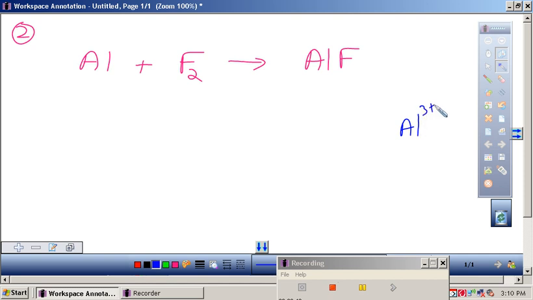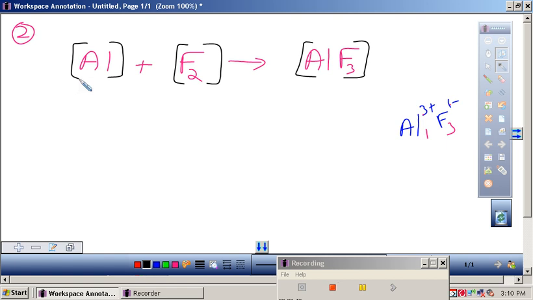aluminum's group 3, fluorine's group 7. If I'm in group 7 to get to 8, I need 1 more. And if I crisscross my charges, my 3 goes down there, my 1 goes down there. So AlF3. Now that I have my proper ratios, I'm going to box them in. After I figure out the right ratios, do not change the subscripts. Now I change the coefficients.